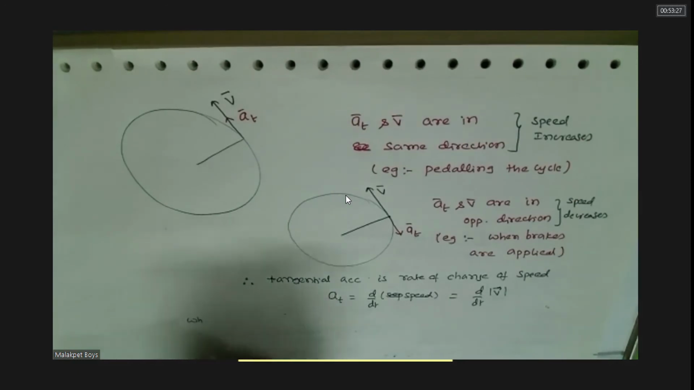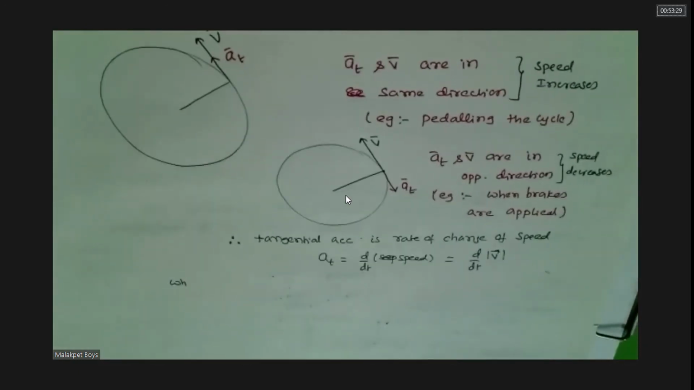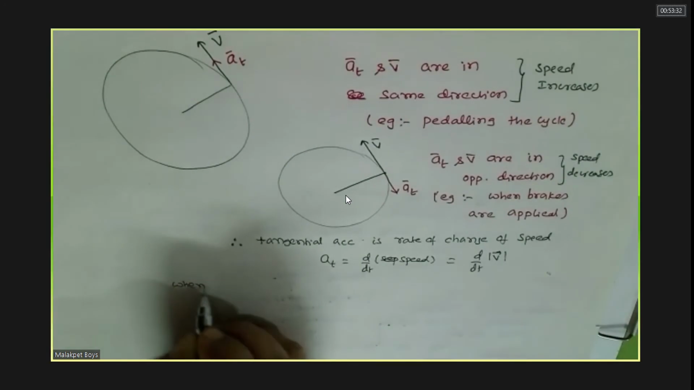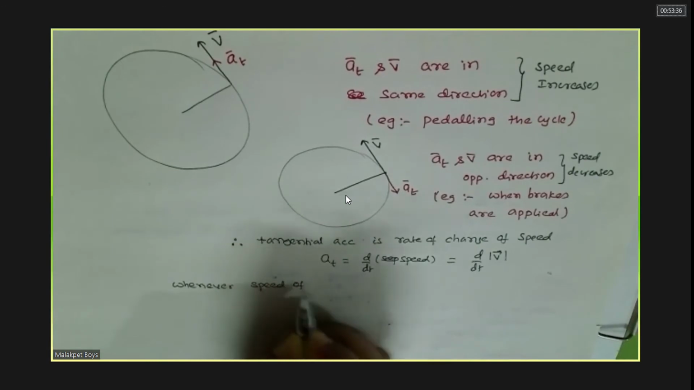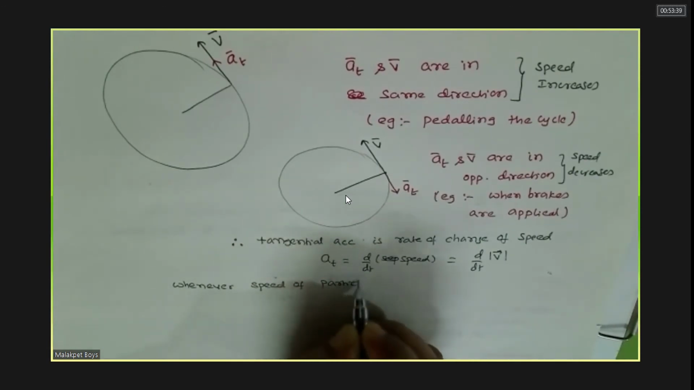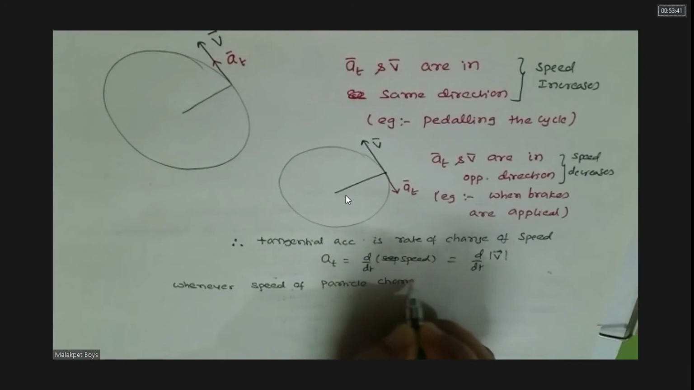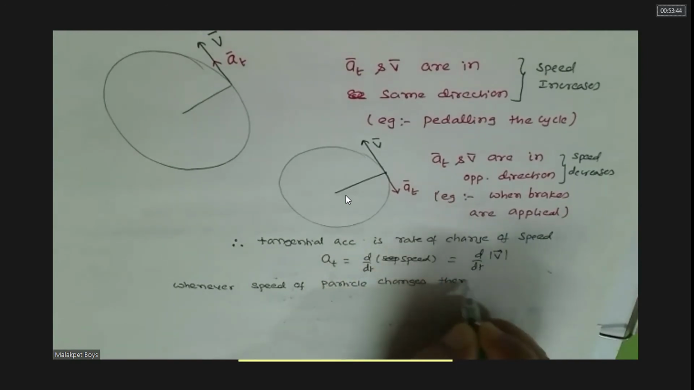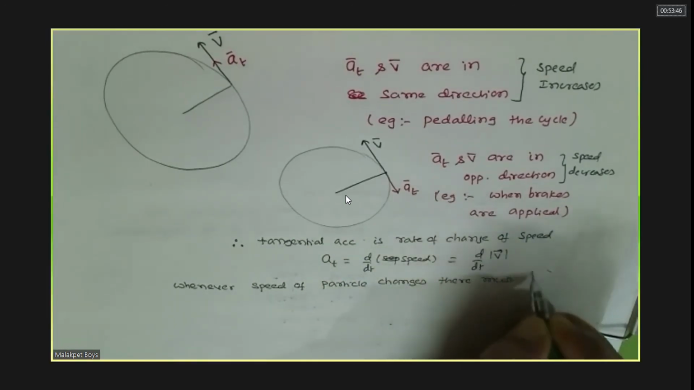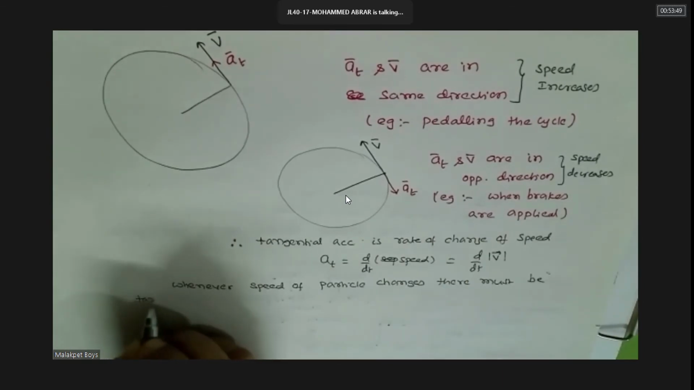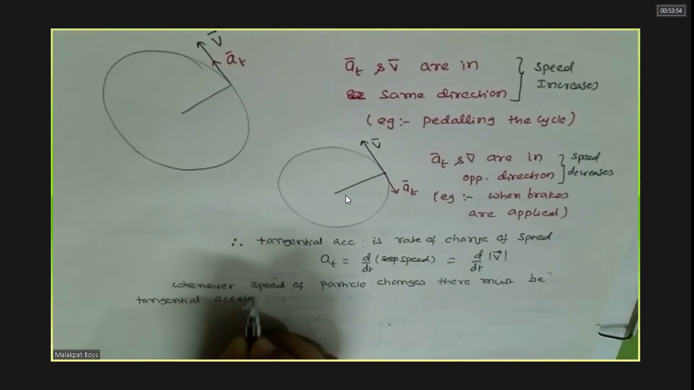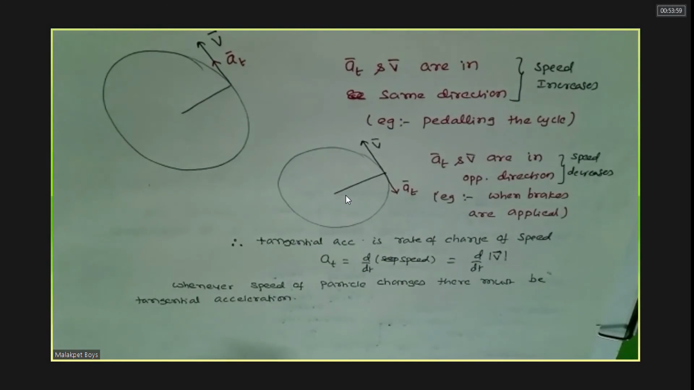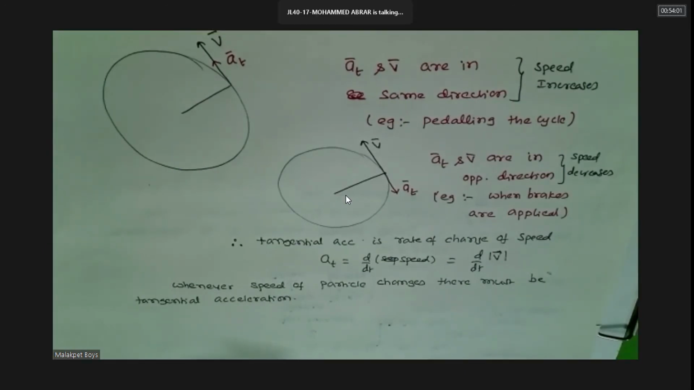So whenever speed of a particle changes, there must be what? Tangential acceleration. Understood this? Clear?